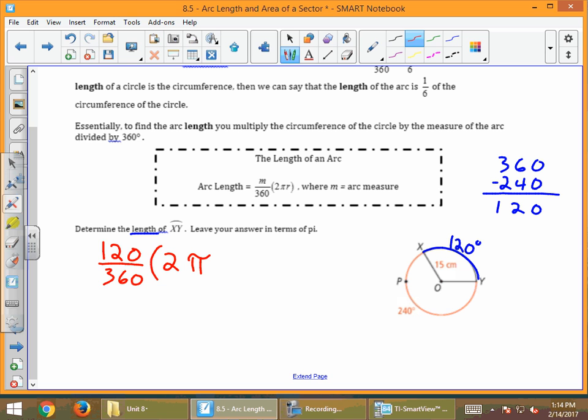What does r stand for again? Radius. What's my radius in this example? 15. 15 centimeters. Yep, and I'll put the units on the end. It gets a little confusing there. And the nice thing is, when you see things in terms of pi, it's great. Because really, you don't need a calculator. If you've got some good mental math, you can solve this without a calculator.